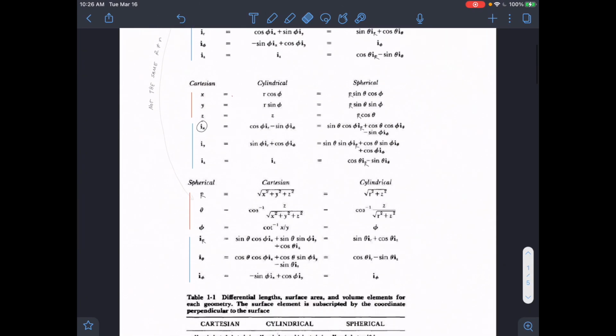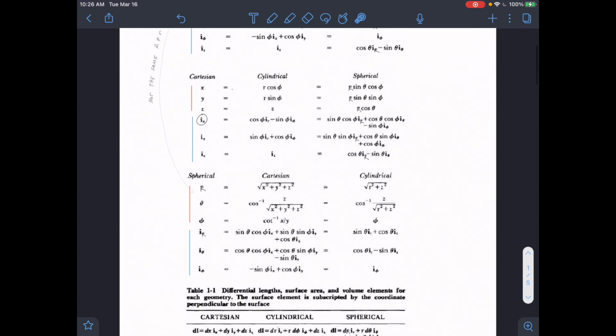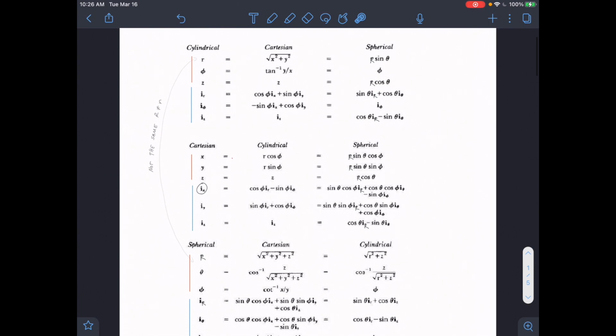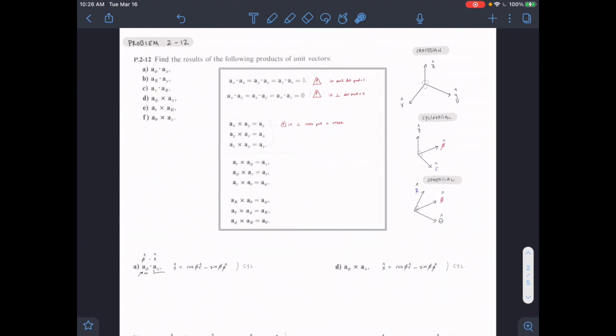So I have the cheat sheet up here that we're referencing. I just showed you the piece from Cartesian to everything else, but we could also go from cylindrical to everything else and spherical to everything else. Exactly the same approach, exactly the same logical process. I want to take a second to look at problem 212 to talk about how we're going to use that table up there to convert and dot unit vectors in different coordinate systems, and also to cross unit vectors in different coordinate systems.